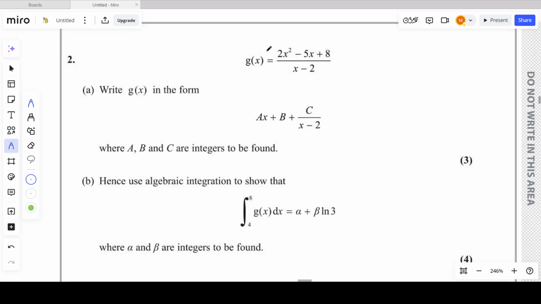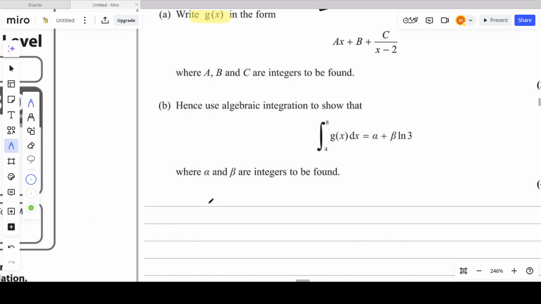What they have asked: there is a fractional function g of x given there. So g of x equals 2x squared minus 5x plus 8 over x minus 2. Okay, we got the g of x. Now we need to write g of x in this form. That means we need to simplify g of x into this form. For simplifying into this form, we will use algebraic long division. So let's do this part A.